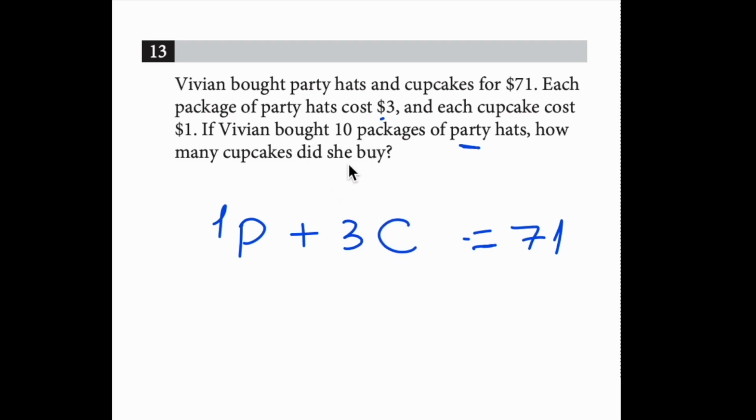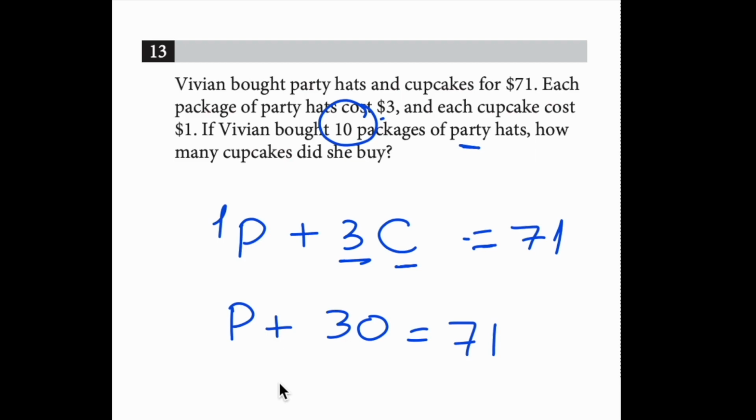Now she bought 10 packages of party hats, so multiply 3 times 10, so we have B plus 3 times 10, which is 30. This equals 71. Subtract 30 from both sides, so B equals 71 minus 30, which equals 41, so the answer is 41.